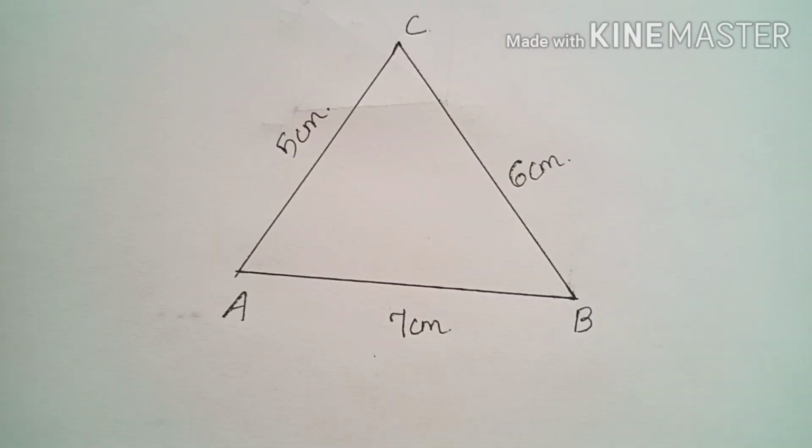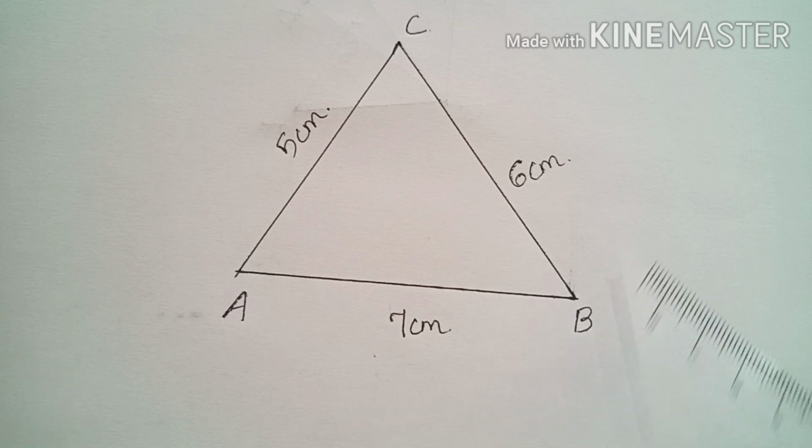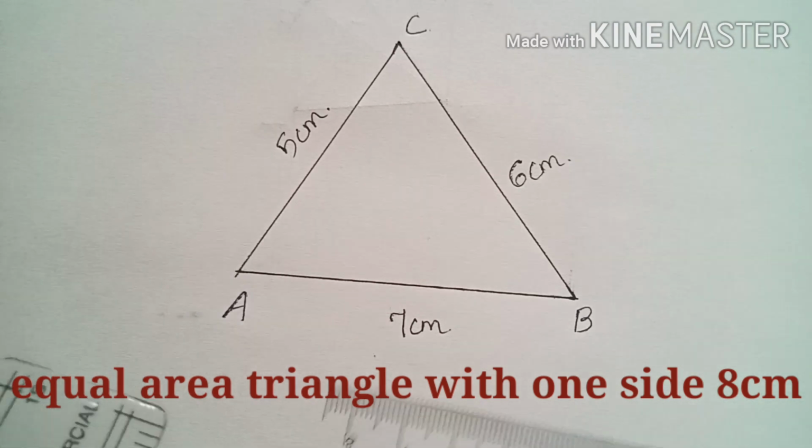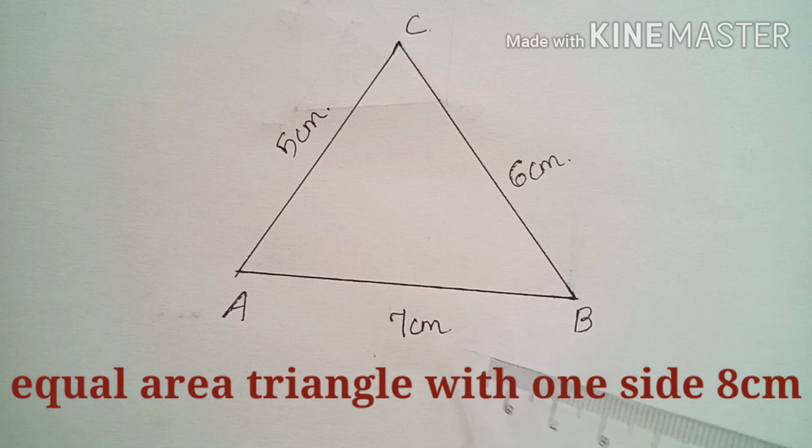Suppose we have a triangle ABC with the sides 7 cm, 6 cm and 5 cm. We have to draw another triangle with the same area with one more condition, that is, another side must be 8 cm. There will be 3 sides for a triangle. Out of those 3 sides, one side must be 8 cm. But the area must be the same as that of this triangle. So to draw that, first of all, the base must be same. That means this 7 cm must be the base.